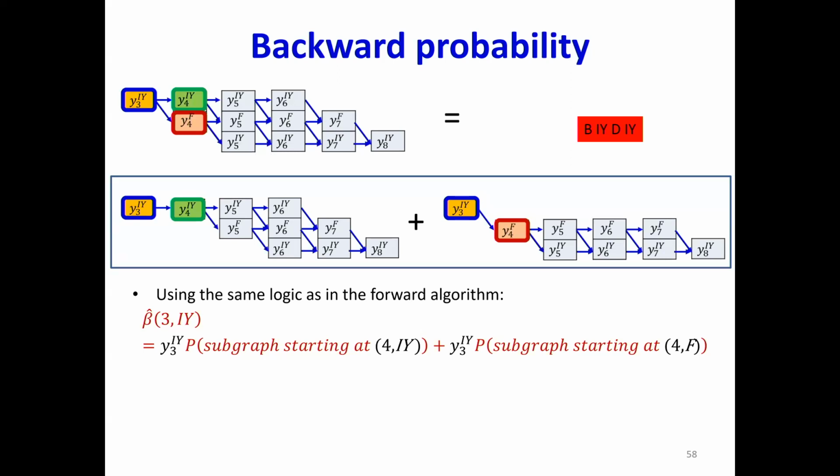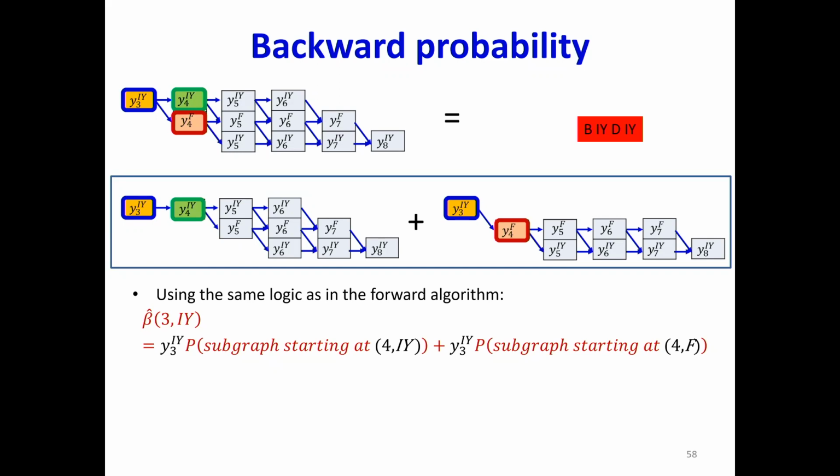You go from here to here, and then the total probability of the subgraph from this node to the end. So it's going to be Y3E times the total probability of this subgraph plus Y3E times the total probability of the other subgraph. What is the total probability of the subgraph from here to the node end? Anyone here? What is it? That's just going to be beta for 4E, correct? And similarly, what is the total probability for this guy? This is beta for 4F, right? That making sense to everybody, right?